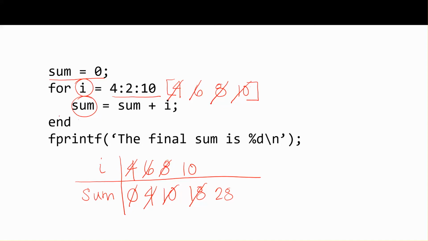That's the end of this iteration, so we'll come back up and we'll realize that we're actually out of values in our range. So we're done with our for loop. We'll come down to the end here and continue with the rest of our script. So we would just output the final sum is, and fill in the value of sum, which is 28.